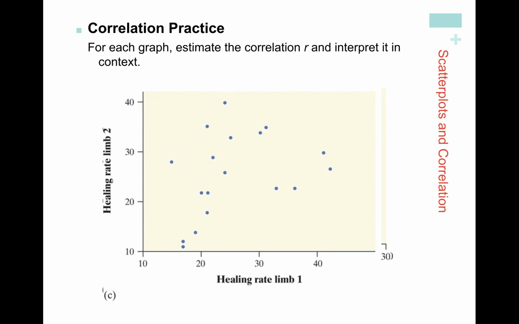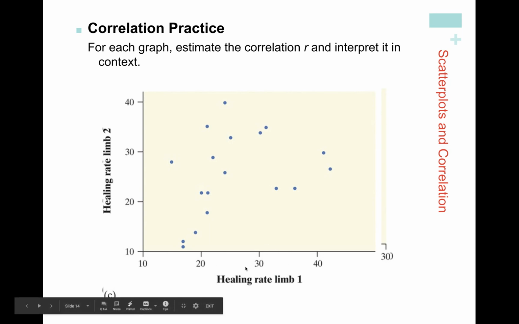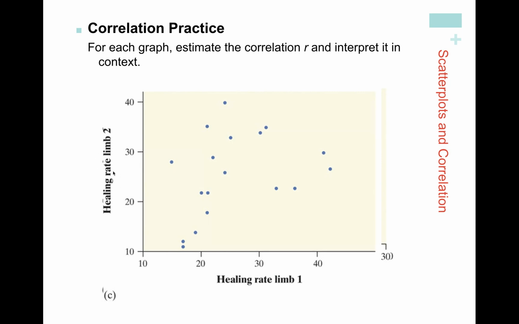All right, next, can we estimate the correlation R and interpret it in context? Well, this does not look like a very strong linear relationship at all. It almost looks like it goes kind of this way, but also kind of this way. So R, I would say, is very weak, maybe something like 0.2. And what does that mean in context? That means that there's a very weak positive linear association between healing rate of limb 1 and the healing rate of limb 2.